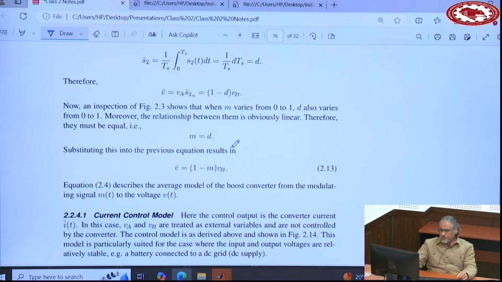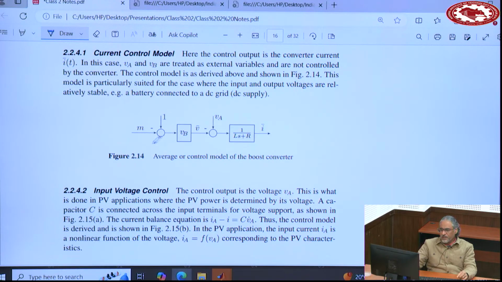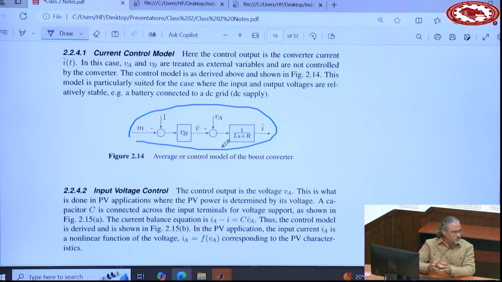So, M is equal to D, you really come across this model. So (1 minus M) into VB will be the voltage across the transistor or the switch. Then VA minus VB is the voltage across the inductor, divided by the inductor impedance, which gives you the current. So this is the current control model for the boost converter. It has some similarity to the buck converter, because these converters are similar but not exactly the same.